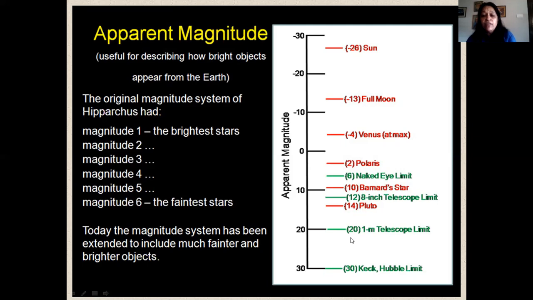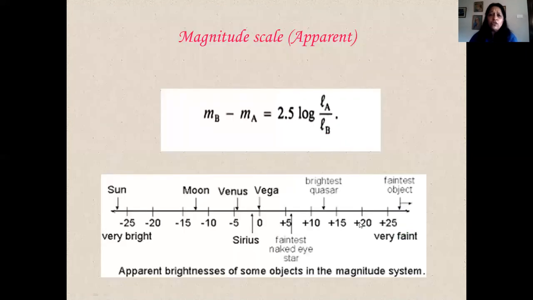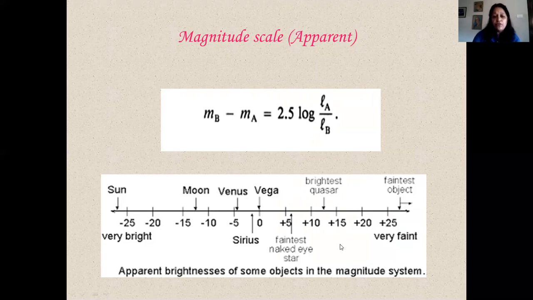And you have different telescopes. For example, a typical 1 meter telescope can actually look for stars with an apparent brightness of 20 magnitudes. The Hubble Space Telescope looks at 30 magnitude. The Keck telescopes also do that. And this is the apparent magnitude scale. So like I mentioned before, if you have two stars, B and A, at two different distances, so the luminosity of A divided by the luminosity of B, if I take 2.5 times log of that, I can get the difference in magnitudes. So that's the apparent magnitude scale.